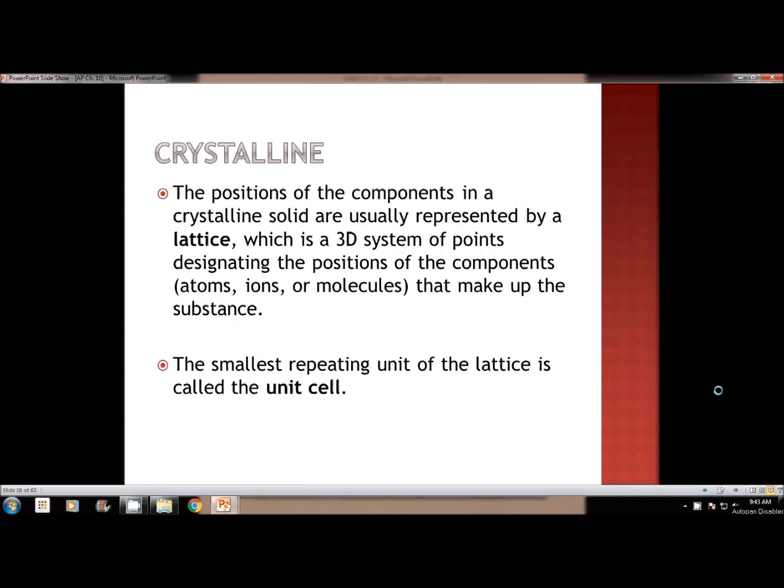So for crystalline structures, the positions of the components in the crystalline solid are usually represented by a lattice, which is a 3D system of points that designates the positions of the components, which could be atoms, ions, or molecules that make up the substance. The smallest repeating unit of the lattice is called a unit cell.